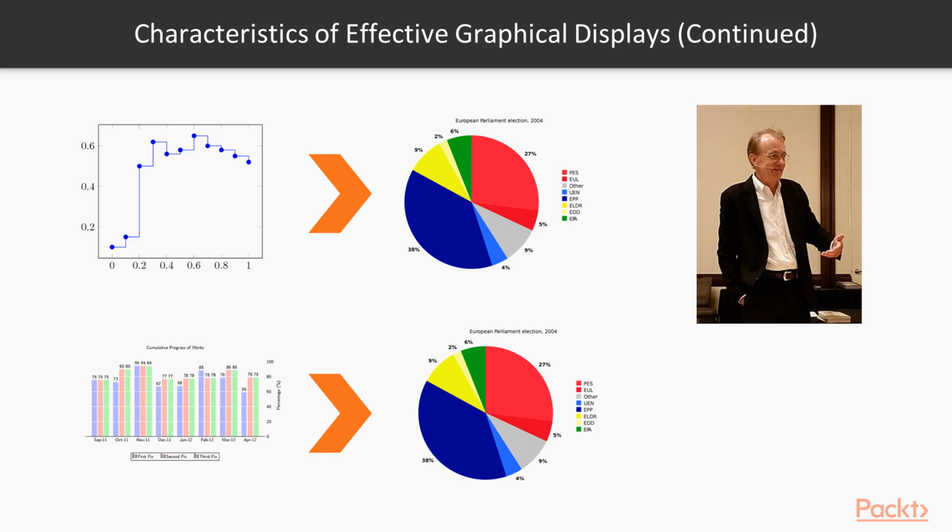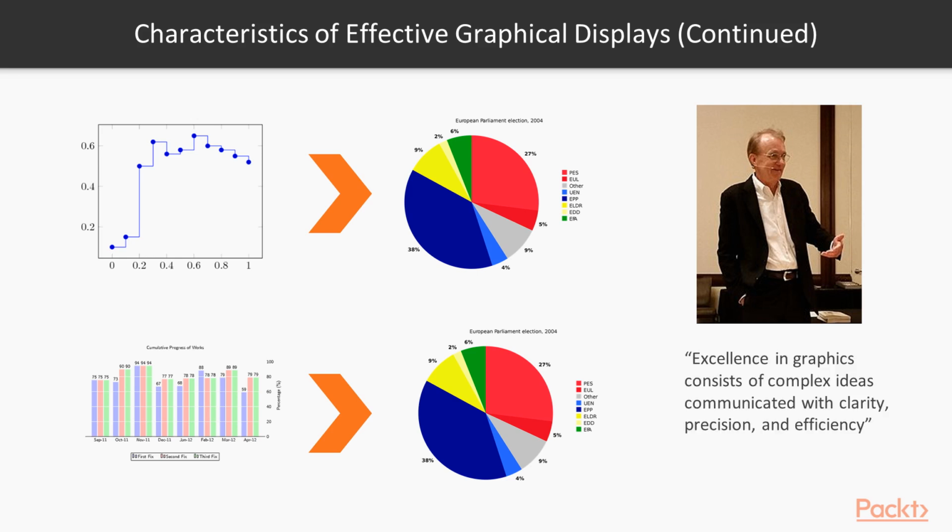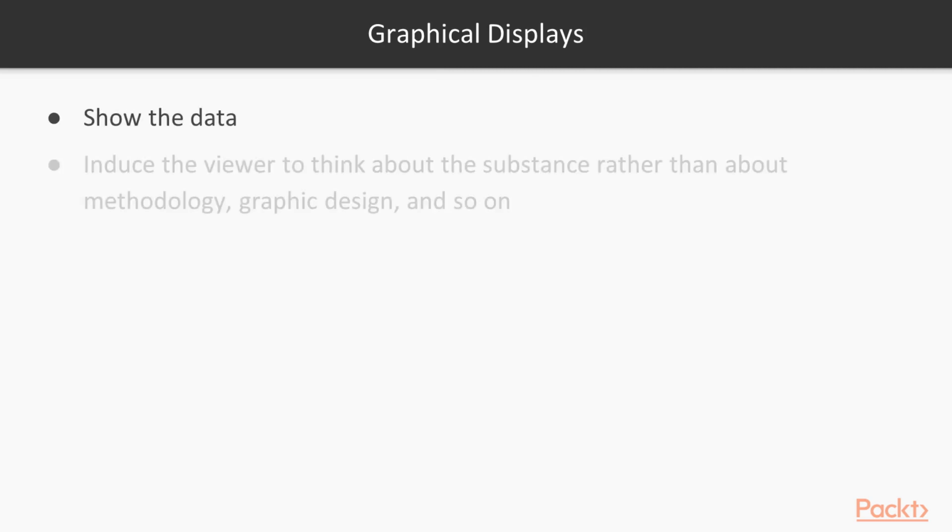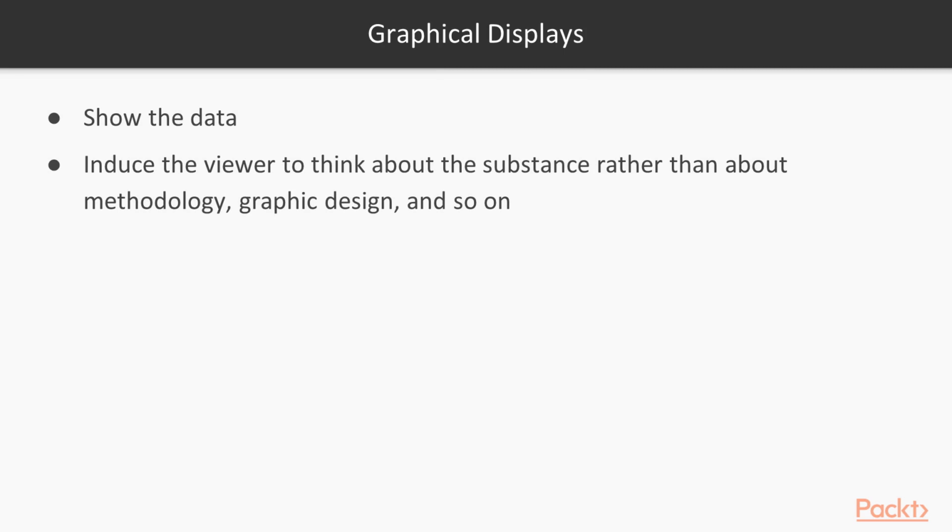In his 1983 book, The Visual Display of Quantitative Information, Edward Tufte defines graphical displays and principles for effective graphical display in the following passage. Excellence in graphics consists of complex ideas communicated with clarity, precision, and efficiency. According to Professor Tufte, graphical displays should show data, induce the viewer to think about the substance rather than about methodology, graphic design, the technology of graphic production, or something completely else.